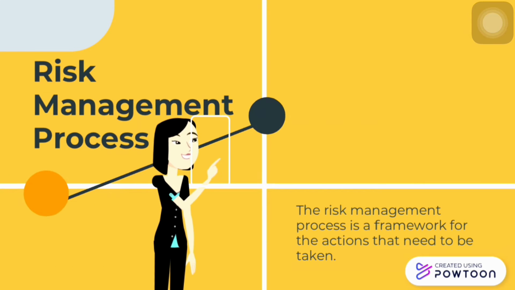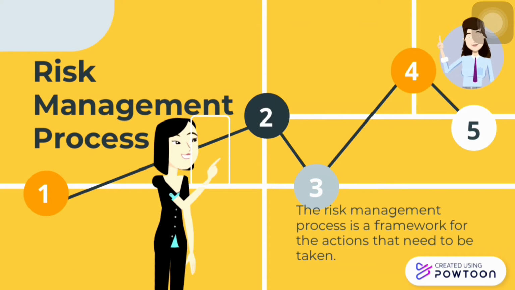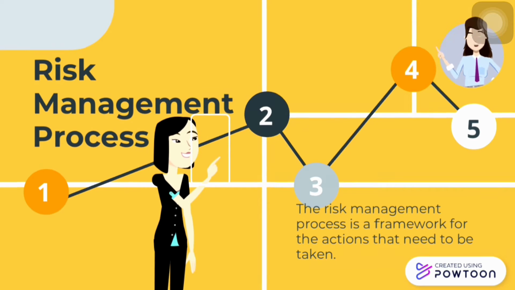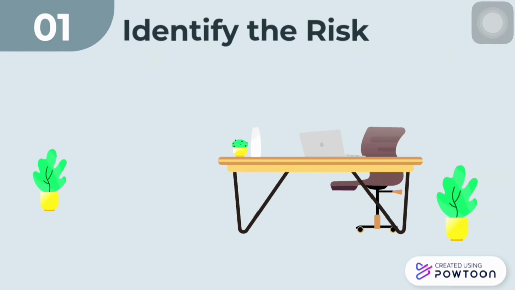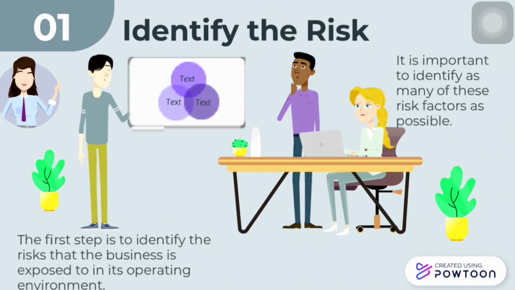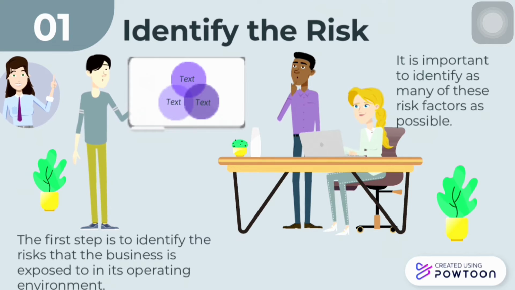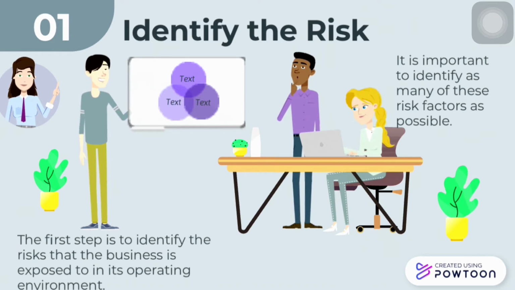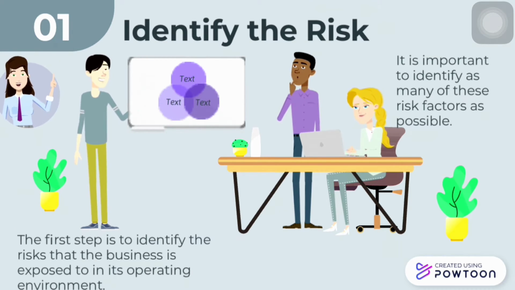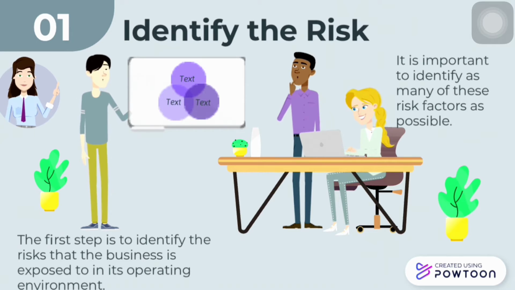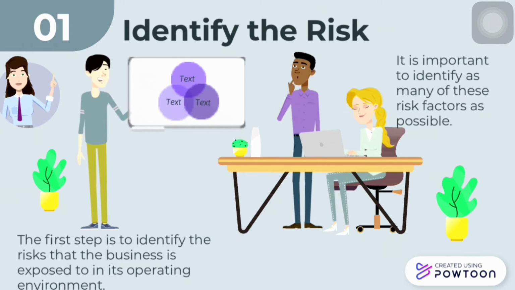Risk management process. The risk management process is a framework for the actions that need to be taken. There are 5 basic steps that are taken to manage risk. These steps are referred to as the risk management process. It begins with identify the risk. The first step is to identify the risks that the business is exposed to in its operating environment. There are many different types of risk: legal risk, environmental risk, market risk, regulatory risk, and much more. It is important to identify as many of these risk factors as possible.